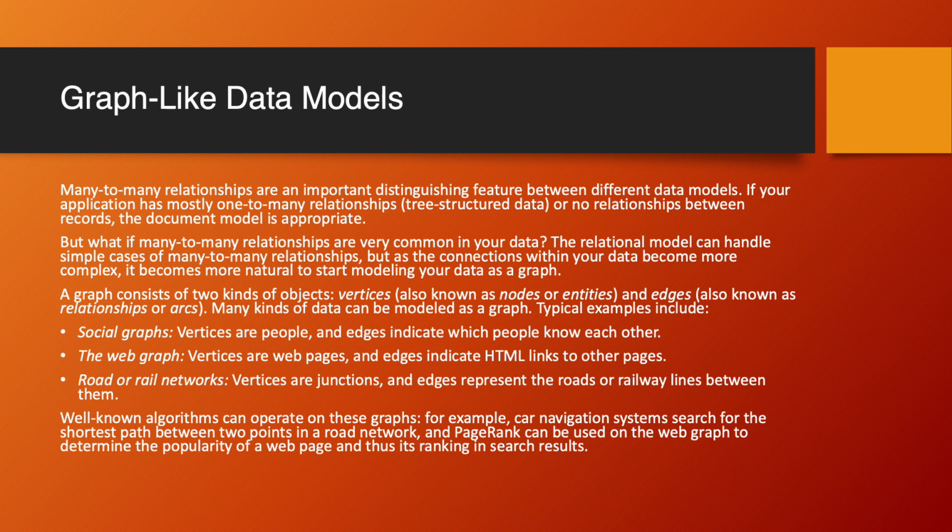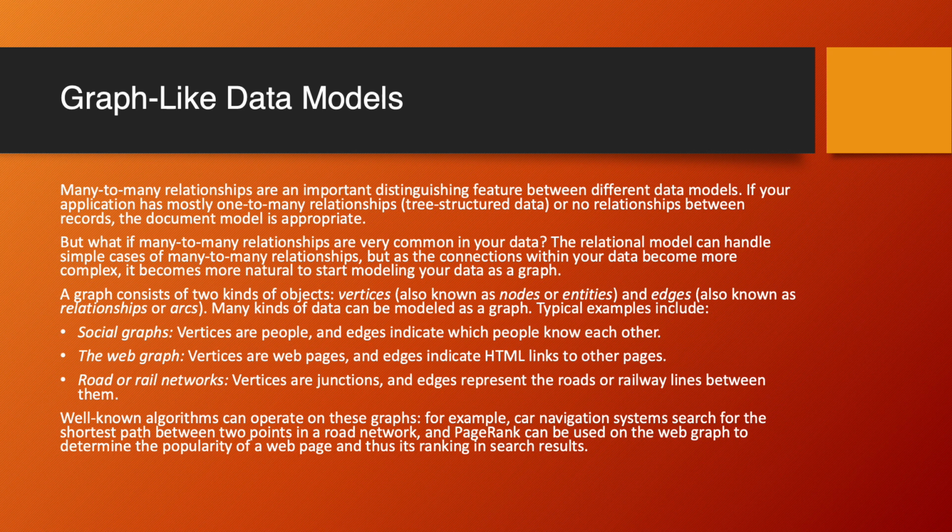Graph-like data models. Many-to-many relationships are an important distinguishing feature between different data models. If your application has mostly one-to-many relationships, like tree-structured data, or no relationships between records, the document model is appropriate. But if many-to-many relationships are very common in your data, the relational model can handle simple cases of many-to-many relationships.